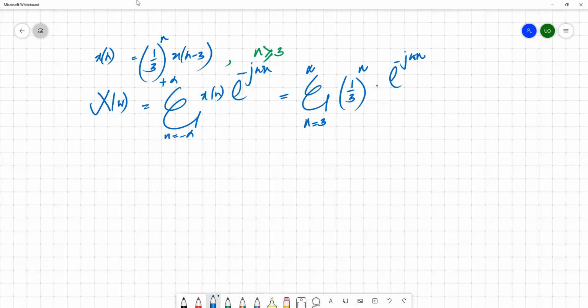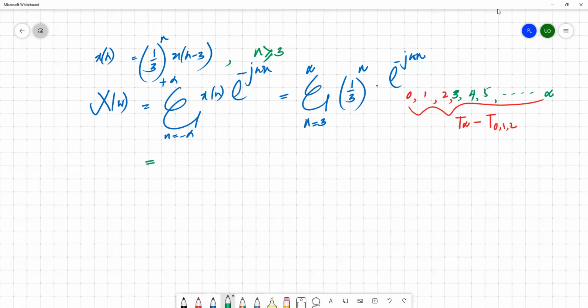So one way is to evaluate the sum of the first three terms, 0, 1, 2, because here this is a sum from 3, 4, 5 up to infinity. If you take the original series, you have 0, 1 and 2 as well. So you can take the sum of the infinite terms and subtract the sum of 0, 1, 2. So this is one way. Or else we can adjust this like this.